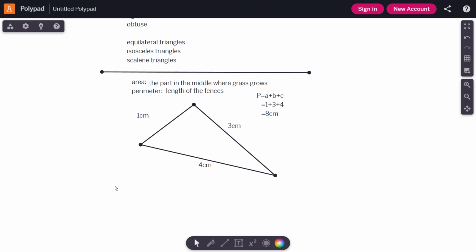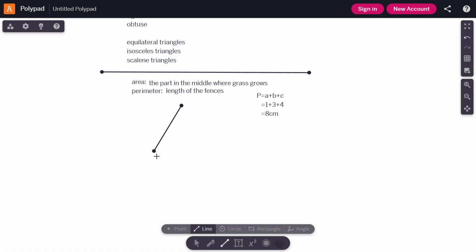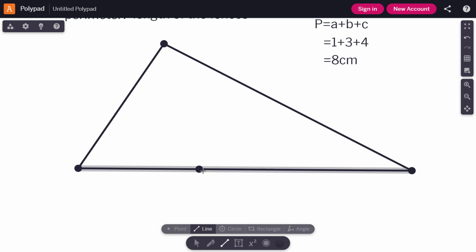This is the perimeter. How about the area? For the area, you might get a little confused. How do I calculate the area of a shape that's built like this? Well, I'm gonna introduce you to a new thing called the height of a triangle.